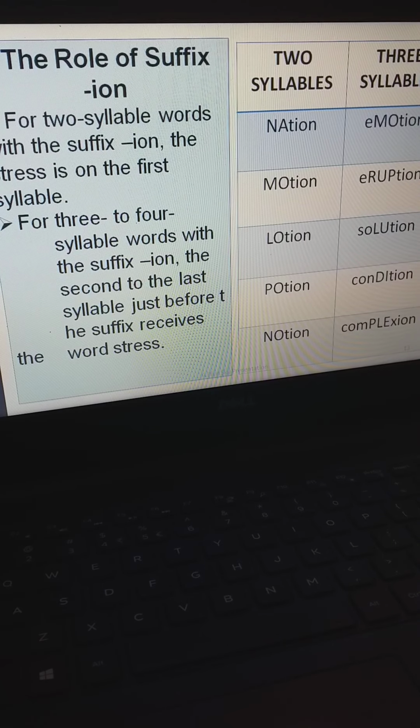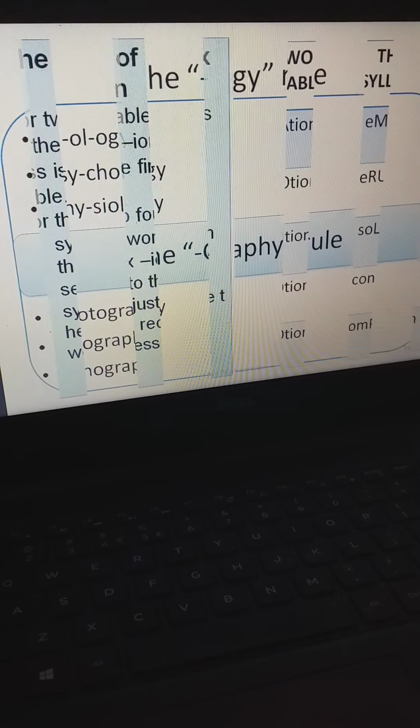Certain rules are to be followed. Before TION, you stress the syllable just before that. If it's two syllables, it's very easy: nation, motion, lotion, potion, notion. If it is more than two: emotion, you stress just before TION. Emotion, eruption, solution, condition, complexion.